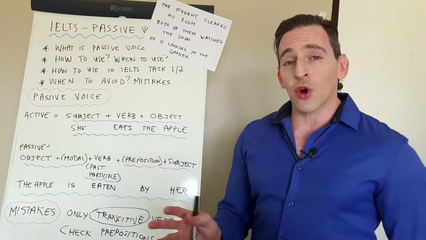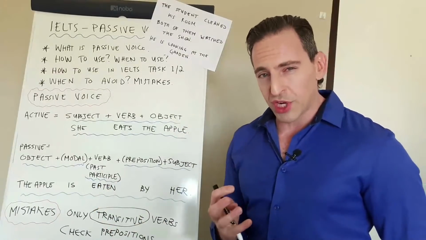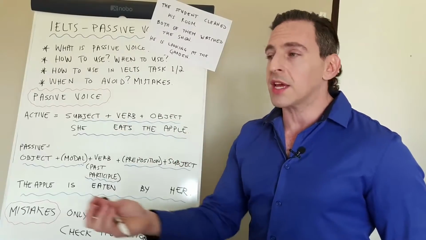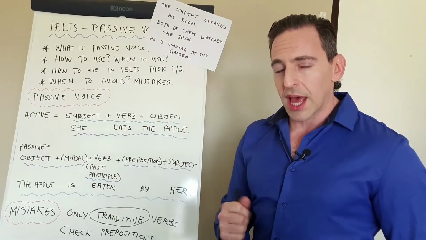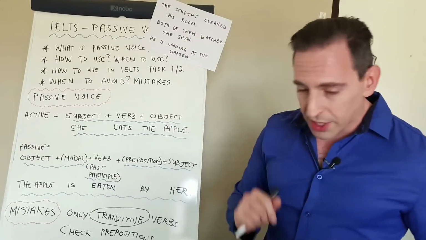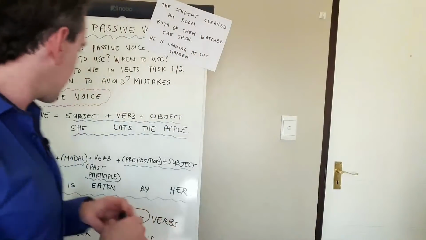A transitive verb can accept objects. So you can basically think of it as doing something. It can accept objects. An intransitive verb cannot accept objects. I will give you an example. Let me make some space here.